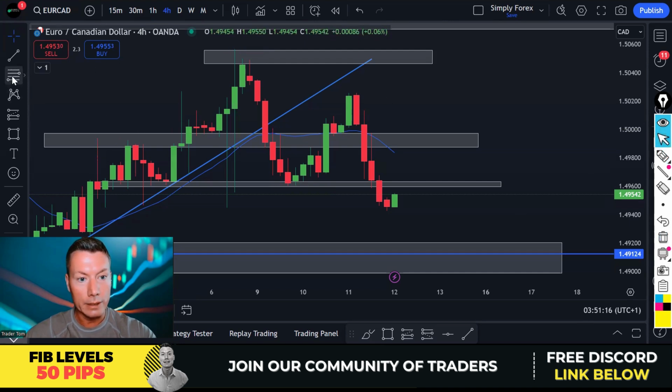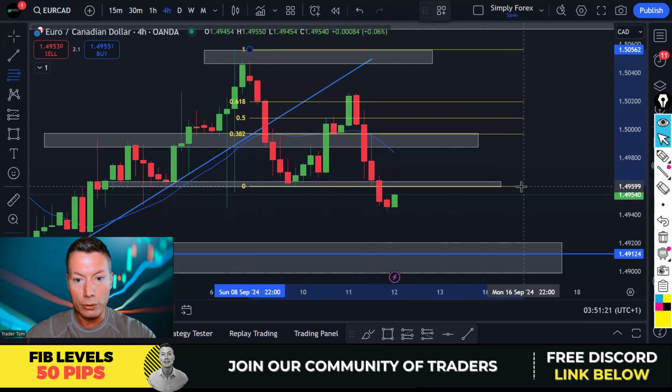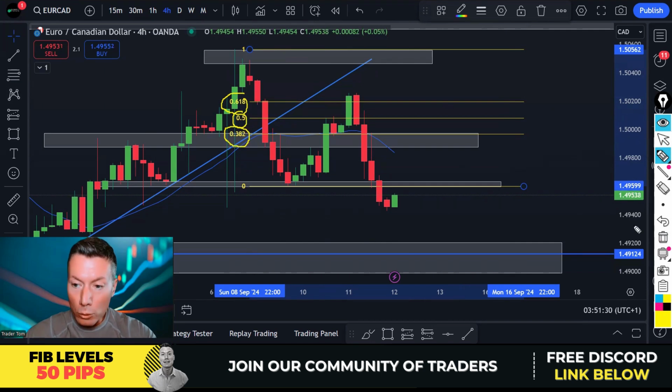As you can see, from here I will go from the top all the way down to the bottom of that level. And the only fib levels I'm interested in are 0.618, 0.5, and 0.382. Most importantly, the golden fib level is this area here between 0.5 and 0.618. And this is where I entered. I actually got an H1 entry.